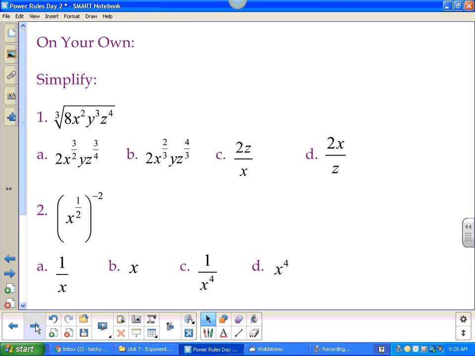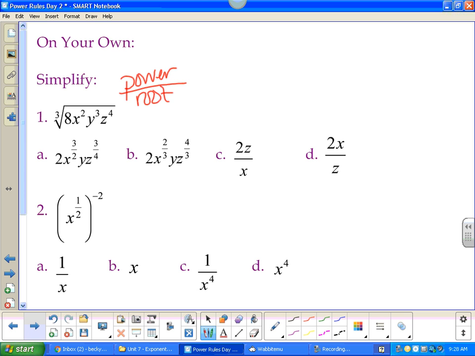Okay, so let's try some on your own. So the cubed root of 8 is 2. Well, they all have 2, so that doesn't help me. And remember, it's power over root. So this would be power, so 2 over 3. So I don't like that. I like that. He's weird and he's weird, so I'm liking B. But why is the y a 1? Well, because it's 3 over 3, so that'd be a 1. And this would be 4 over 3, so I like that. I'm liking B. Those are super, super simple.